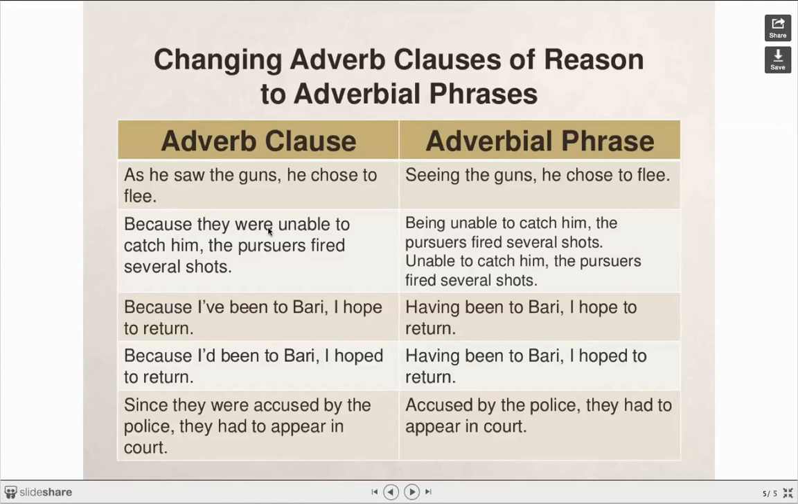Because they were unable to catch him, the pursuers fired several shots. I'm going to take all this out and I'm going to say being unable to catch him. The same way as here, the saw turned into seeing, the were is turning into being. Being unable to catch him, the pursuers fired several shots. And actually, I can even take out the being and say, unable to catch him, the pursuers fired several shots.